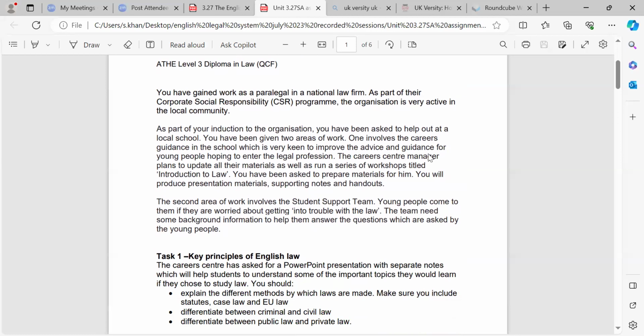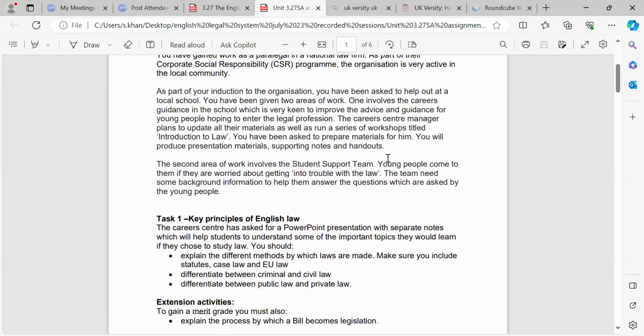You have gained work as a paralegal in a national law firm. As part of their corporate social responsibility CSR program, the organisation is very active in the local community. As part of your induction to the organisation, you have been asked to help out at a local school. You have been given 2 areas of work.